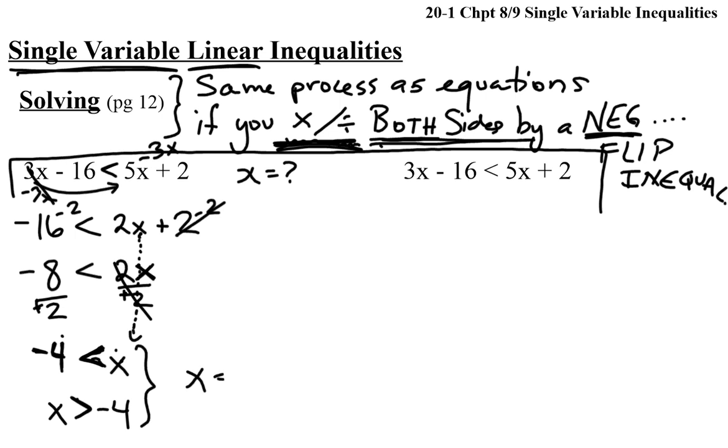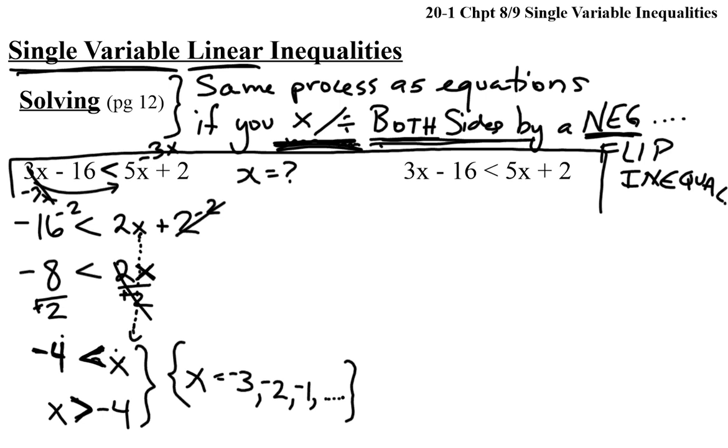Well, if x is greater than negative 4, we have a whole bunch of possibilities. What does x greater than negative 4 mean? Well, that means negative 3 could be an answer because negative 3 is bigger than negative 4. Negative 2 is bigger than negative 4. Negative 1 is bigger than negative 4. And we keep going. So we end up with a whole bunch of values for x because it's an inequality.